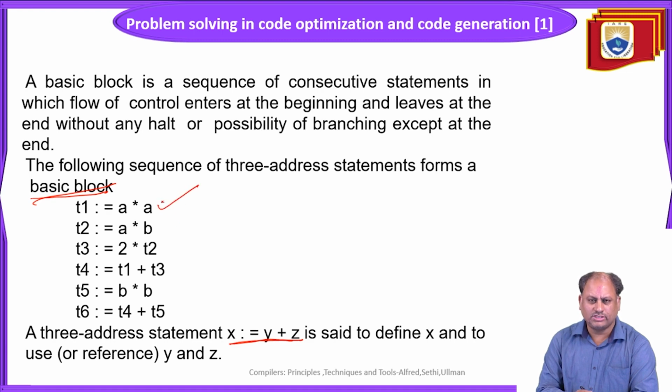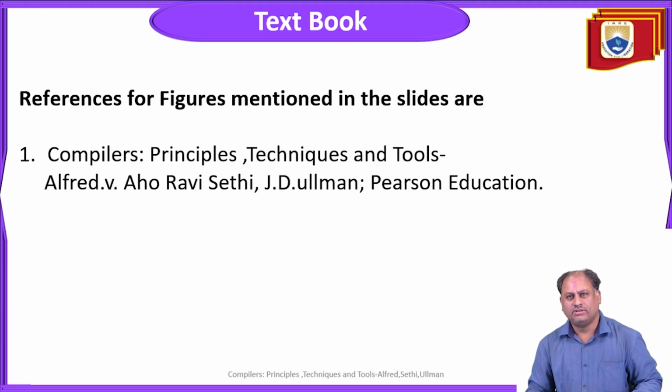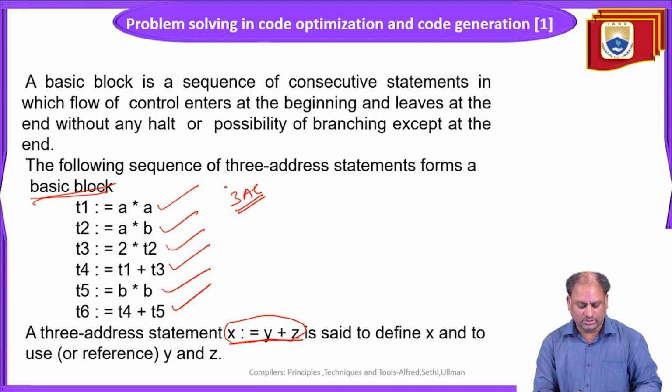So T1 equal to A star A is one 3 address code statement, and T2 equal to A star B is one 3 address code. T3 equal to 2 star T2. If any instruction doesn't fit, then make it into 3 address form. So this is an example of a 3 address statement, and X equal to Y plus Z is also an example. And T4 equal to T1 plus T3, T5 equal to B star B, T6 equal to T4 plus T5. Now that is the code that is to be available.